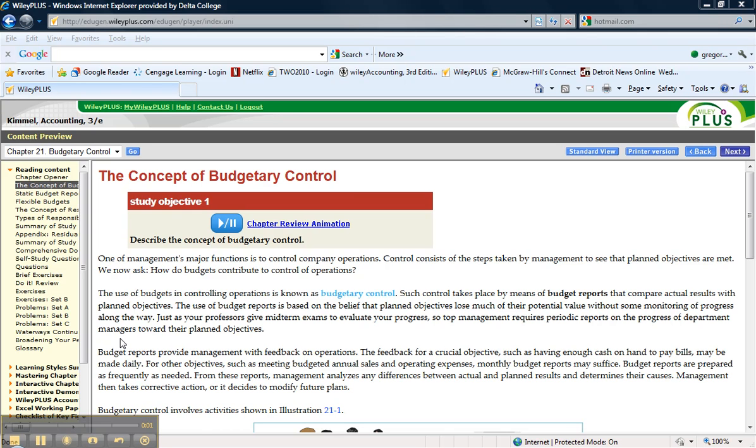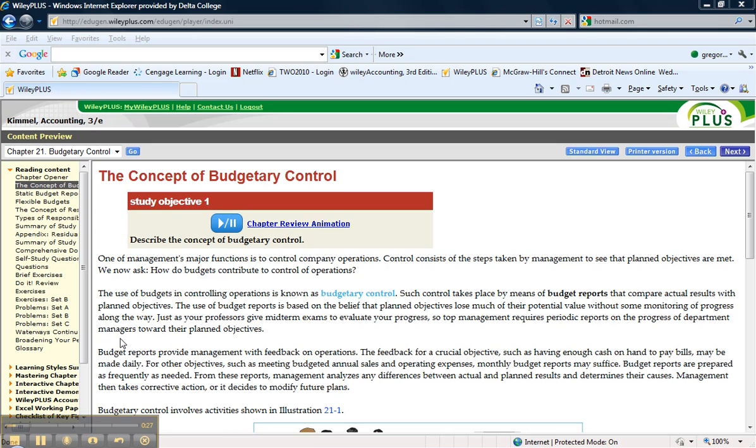Okay, chapter 21 is about budgetary control. So it's using budgets to control your operations and decide how to fix what might be going wrong. We did budgeting work in chapter 20. Now we're going to look at after the time period goes by that you budgeted for. How do you compare what actually happened to what you thought was going to happen to get some kind of idea of what you need to fix? All right, that's what budgetary control is all about.